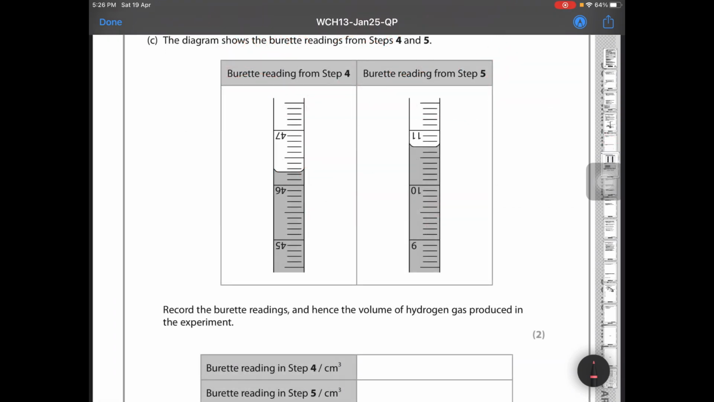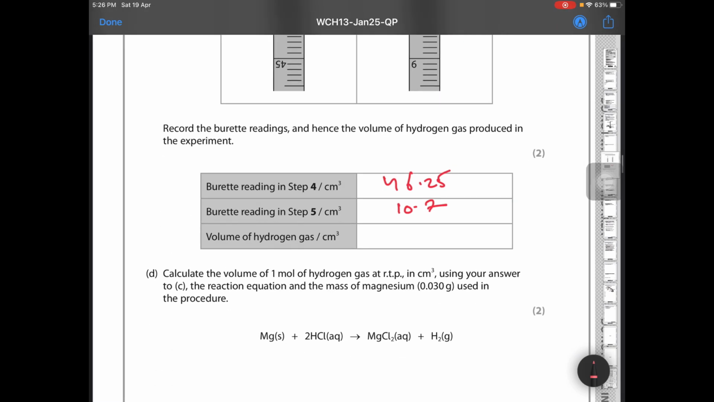You just need to read the burette reading. The burette reading shown in step 4 is 46.25 and in step 5 the burette reading is 10.7. So the volume of hydrogen gas will be this minus this, so it will be 35.55.